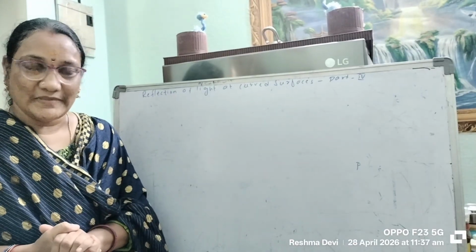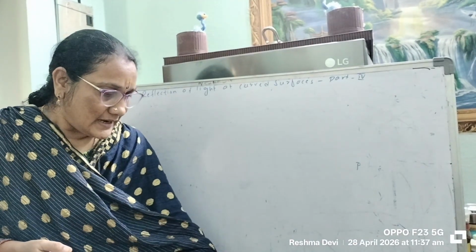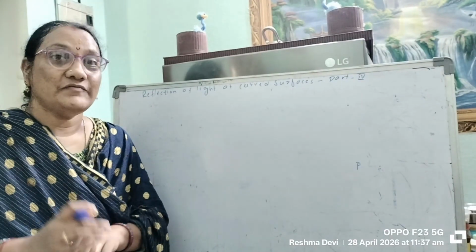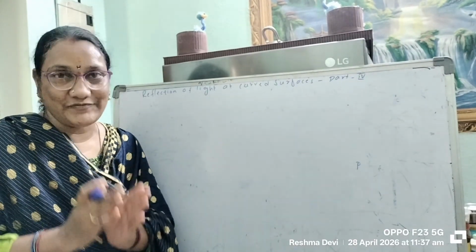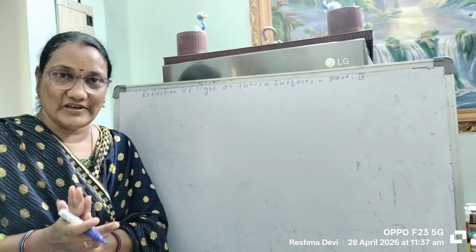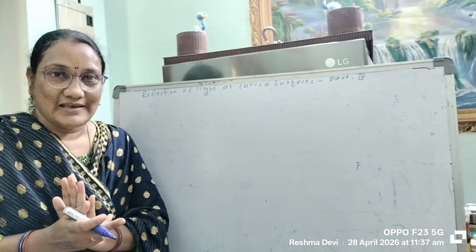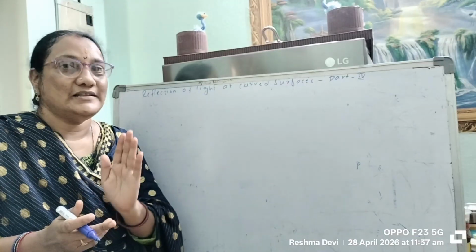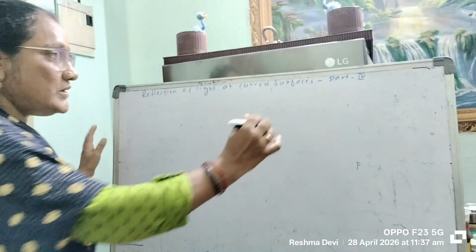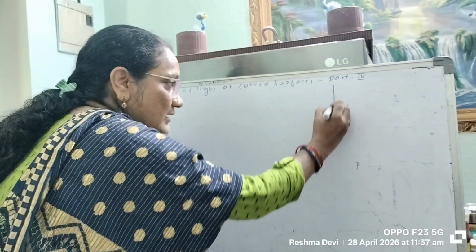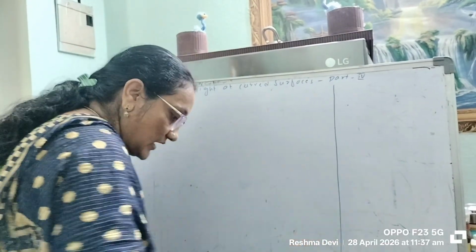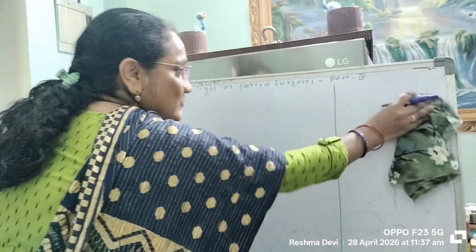Now, in today's class, let us discuss how to draw the ray diagrams when the object is placed in different positions. In yesterday's video, we learned the rules to draw the ray diagrams. So here I'm writing the rules.